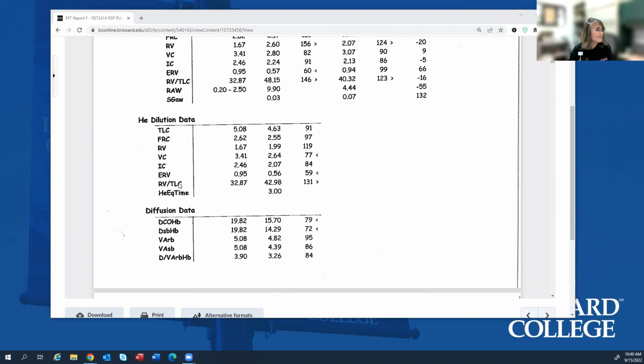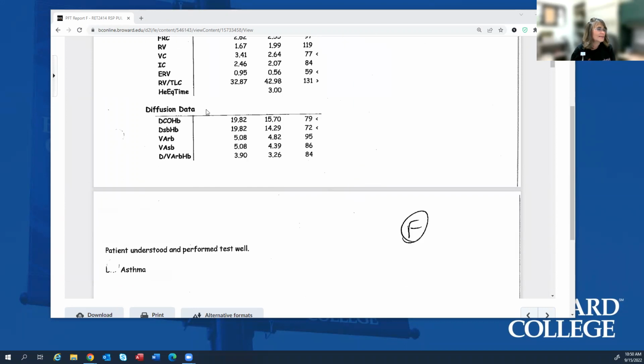Here we have helium dilution, and it shows that it took 3 minutes for equilibration. And that's a normal amount of time for the helium to equilibrate. But then look at the residual volume compared to total lung capacity. We said more than 35% indicates airway obstruction and trapped air in the lungs. And that's the case with this being 42.98 or 43%. That means that there's a higher residual volume than normal. And that goes along with somebody who has air trapping.